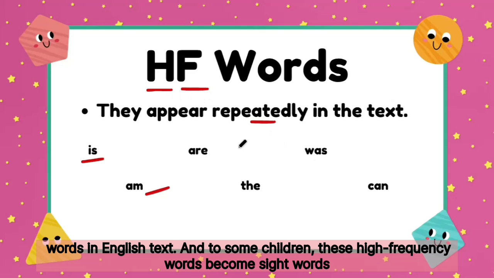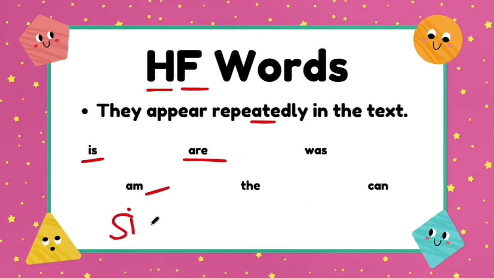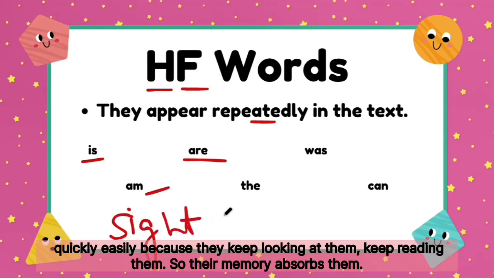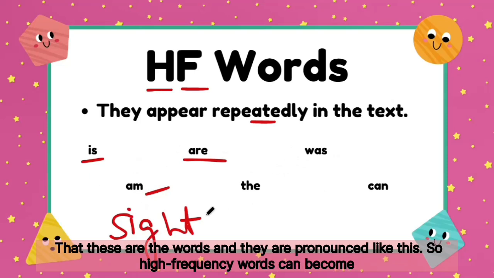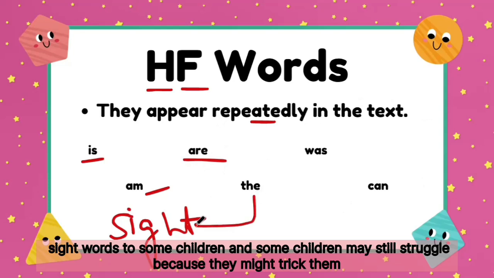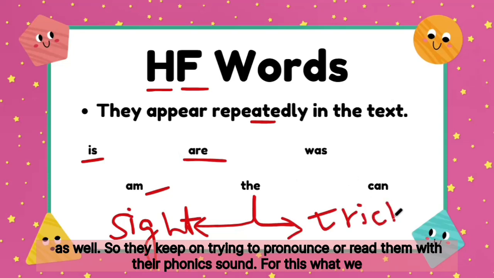And to some children, these high frequency words become sight words quickly and easily, okay? Because they keep looking at them, keep reading them. So their memory absorbs them, that these are the words and they are pronounced like this. So high frequency words can become sight words to some children, and some children may still struggle because they might find them tricky as well. So they keep on trying to pronounce or read them with their phonic sounds.